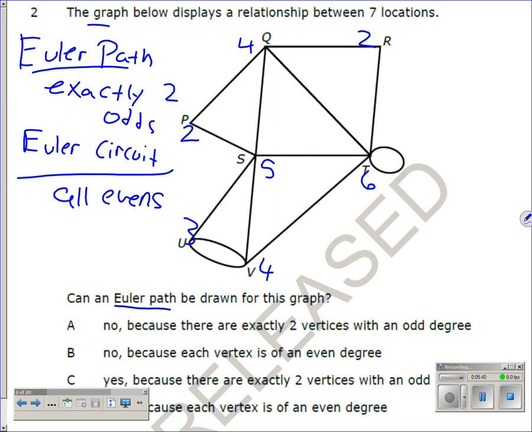So do we have an Euler path? Yes, absolutely. Okay, because we have exactly two odds. So what does that mean my answer choice is? C. Yes, because there are exactly two odds.